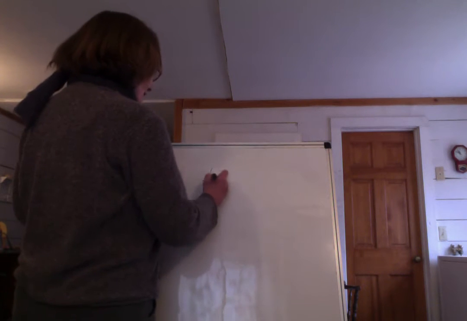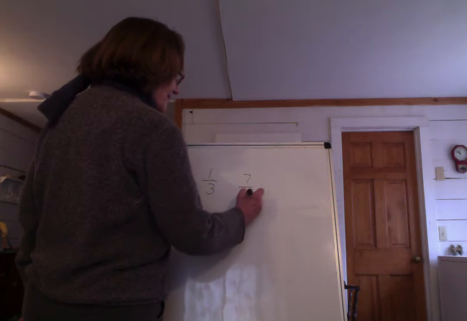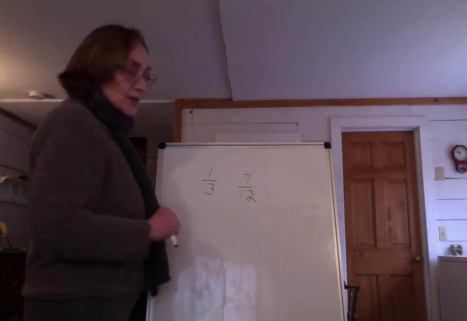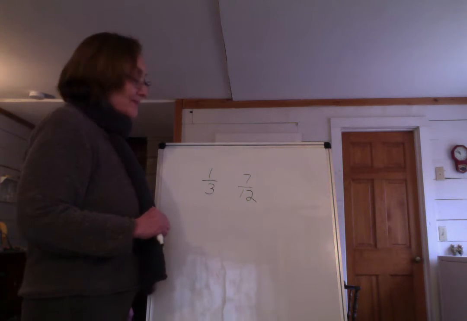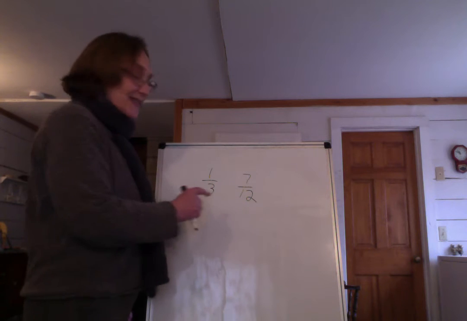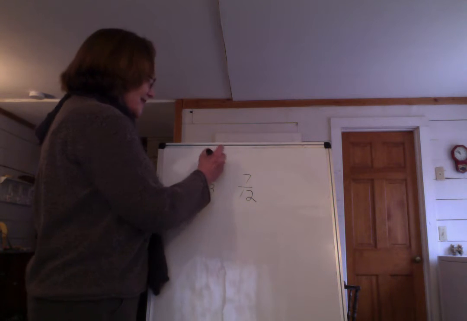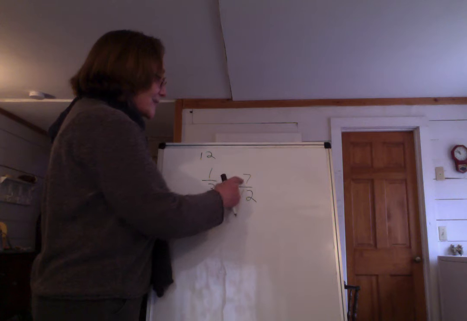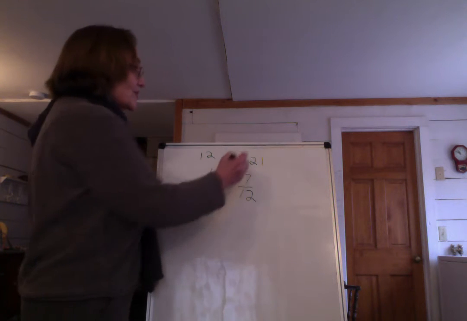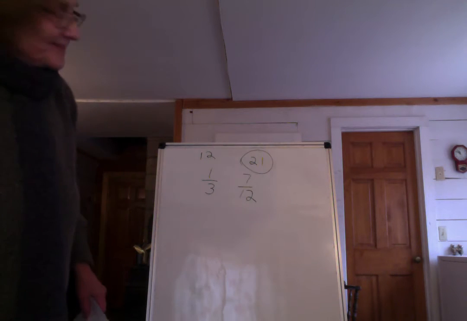We have 1/3 or 7/12. The rule is to cross multiply, to multiply up. So let's do that together. 12 times 1 is 12. 3 times 7 is 21. There, 21 is the larger fraction.